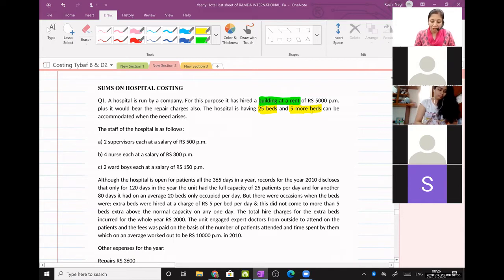The staff of the hospital is as follows: 2 supervisors, each at a salary of rupees 500 per month. Anyone? Which cost is this? Supervisor's salary. Post it in the chat box. Which cost is this? Supervisor's salary.